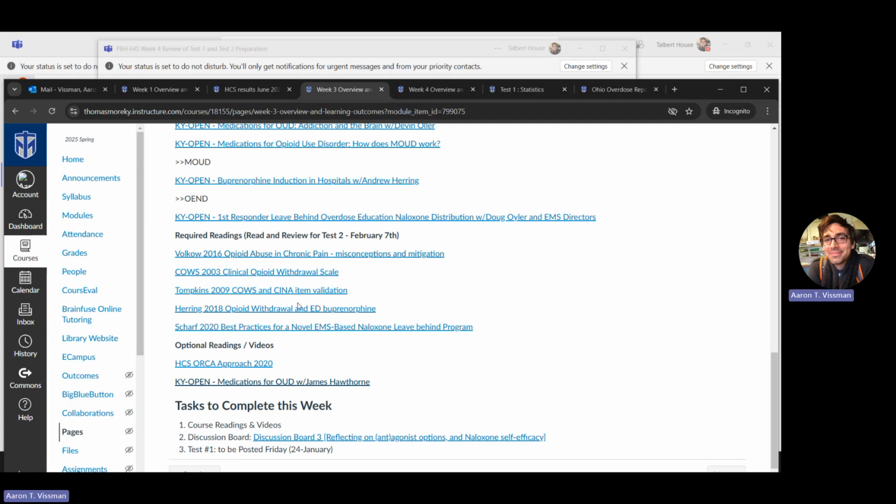What else? The strategies that were basically defined by NIDA and then promoted in the Healing Community Study Continuum of Care approach. We won't get into fine detail, but you should understand broadly how the COWS scale is used.